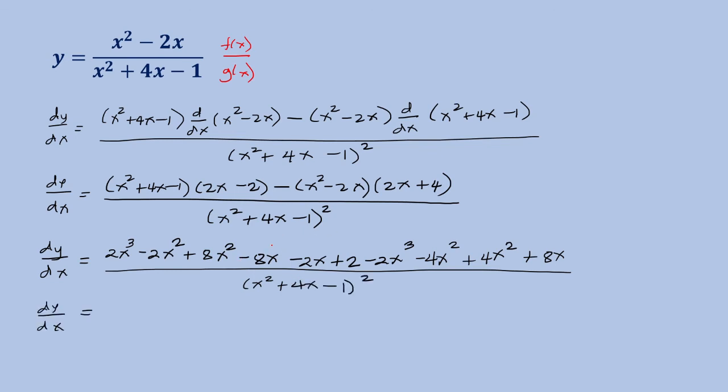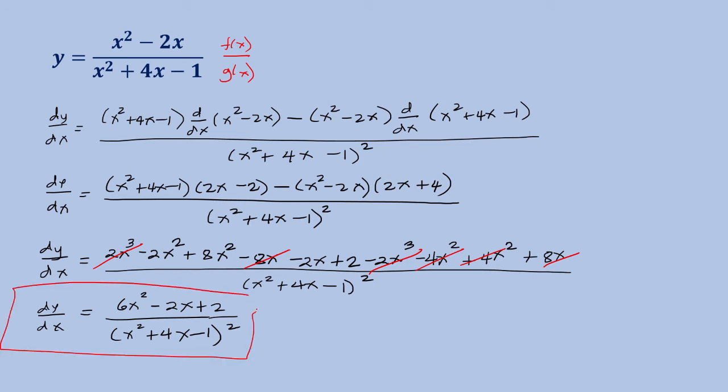Simplifying, we can cancel some terms. So we can cancel 2x cubed, 8x here, and 4x squared. So what we have would be negative 2x squared plus 8x squared minus 2x plus 2. So if we simplify, that would be 6x squared minus 2x plus 2 over the square of x squared plus 4x minus 1. So this is now the derivative of the given function.